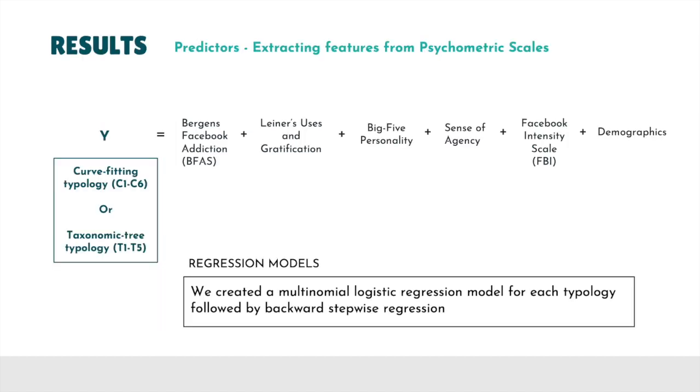In order to compare the effects of applying these two strategies, we built 2 logistic regression models with classes from either the curve-fitting or the taxonomic tree typologies. In our paper, we discuss in detail the process of feature engineering, but basically we used factor analysis to extract features from the 5 psychometric scales and then combined this with the demographic features from the survey as well. For each of these models, we used a stepwise process to remove features which did not significantly improve the model fit.